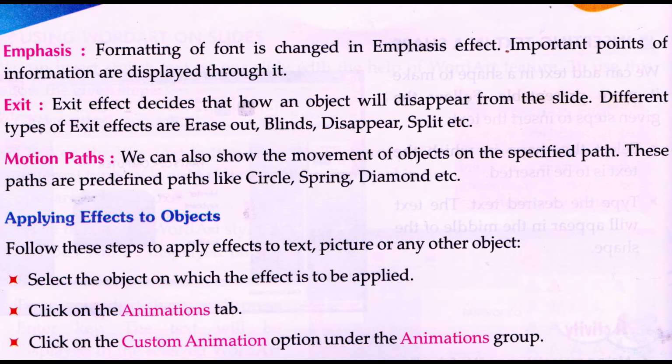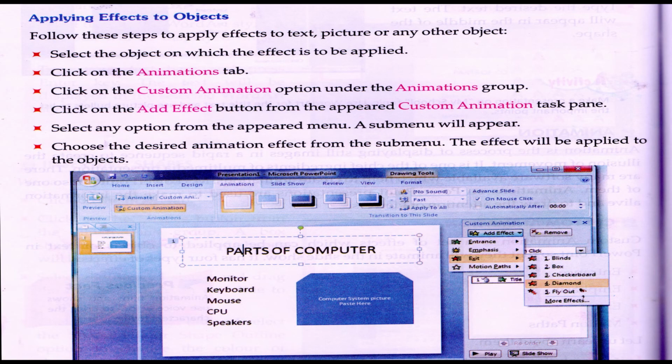Applying effects to objects. Select the object on which the effect is to be applied. Click on the Animation tab. Then select the Custom Animation option under the Animation group. Then click on the Add Effect button from the Custom Animation task pane. Then select any option from the menu that appears, and the same animation effect will be applied to the current object.